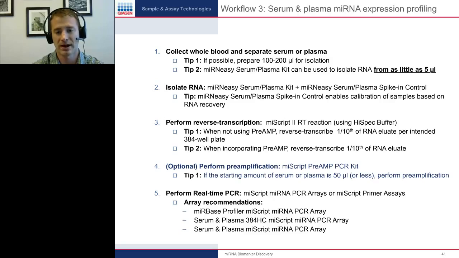In step 2, once you have your sample separated, isolate RNA using the miRNeasy Serum/Plasma kit. Step 3, you perform reverse transcription. And step 4, perform preamp if your experimental sample is less than 50 microliters. And step 5, perform real-time PCR. And our array recommendations, in addition to individual primer assays, are the miRCURY-based miScript miRNome array, the Serum and Plasma 384HC targeted miRNome, or the bioinformatics serum and plasma array.